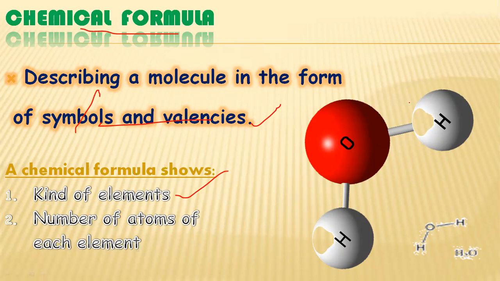Like this is molecule of water. How do we know this is 2 hydrogen and 1 oxygen? So with the formula, we always write H2O, like 2 hydrogen and 1 oxygen.